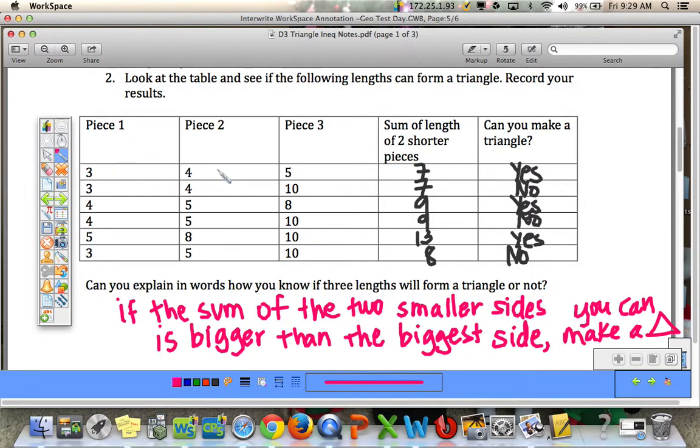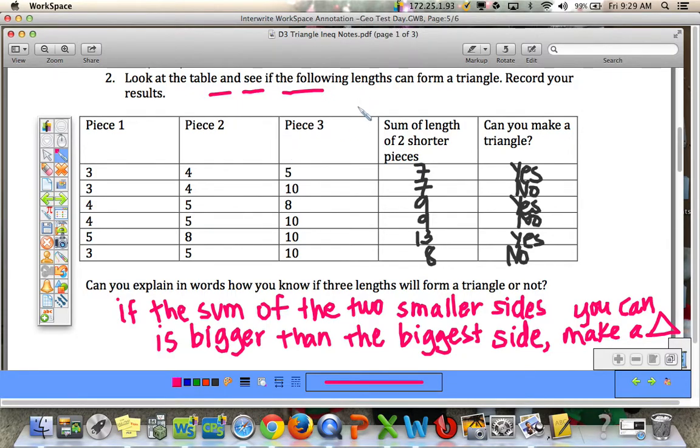So again, look, 3 and 4, that sum was 7, and that is bigger than 5, and so that will stretch to make a triangle. If they're smaller than or equal to it, it will not. So let's do an example. Let's say we had a spaghetti noodle of 1 centimeter, 1 centimeter, and 2 centimeters. Will that form a triangle?